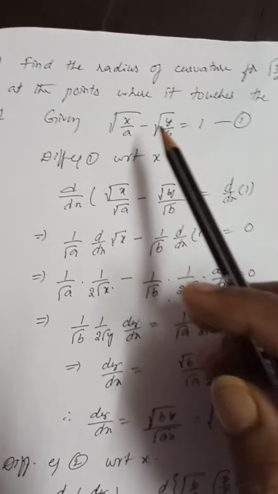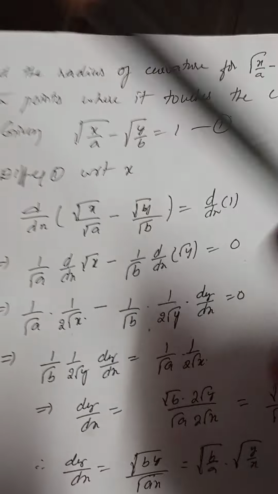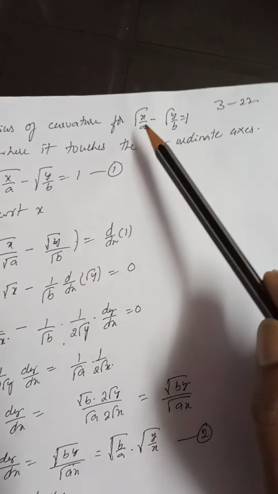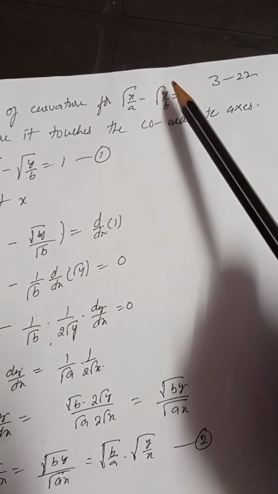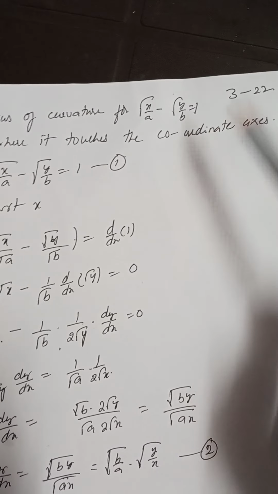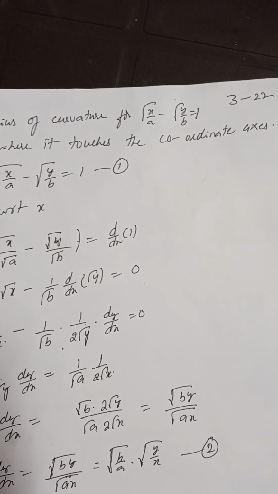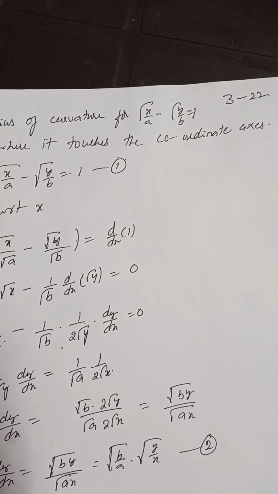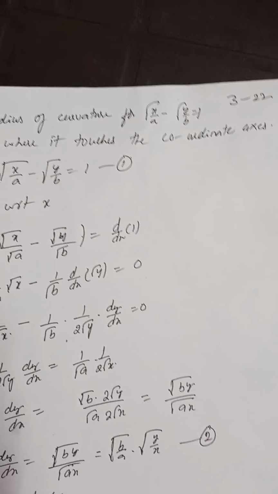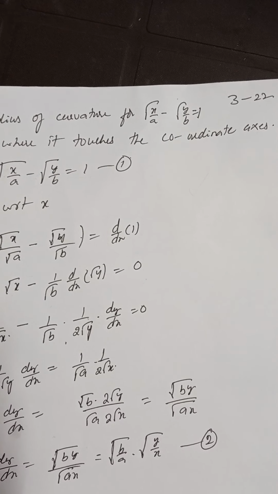Good morning, students. Now, continuation of radius of curvature problems only. Find the radius of curvature for root of x by a plus root of y by b is equal to 1, at the points where it touches the coordinate axis. Coordinate axis means x axis and y axis. We have to find the radius of curvature.